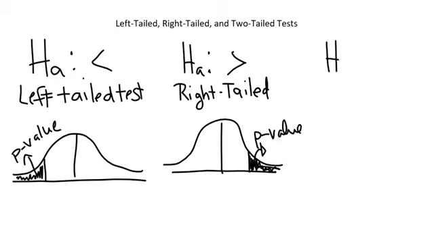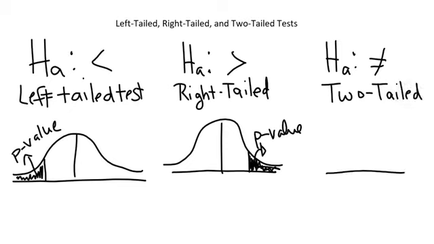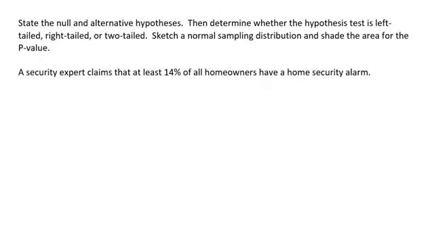And if our alternative hypothesis has a not equal to sign, this is a two-tailed test. We would have one on each side. So let's look at an example of what we just talked about. State the null and alternative hypothesis, then determine whether the hypothesis test is left-tailed, right-tailed, or two-tailed. Sketch a normal sampling distribution and shade the area for the p-value.